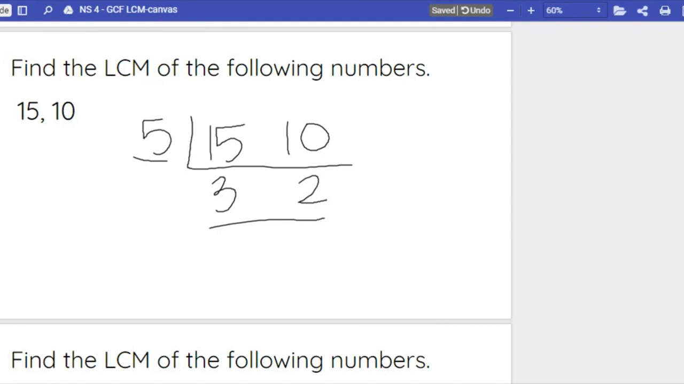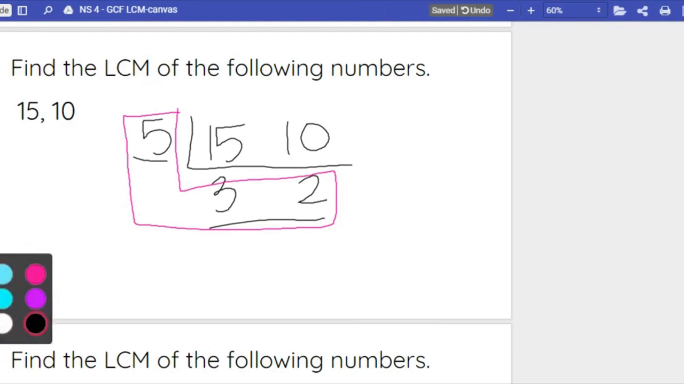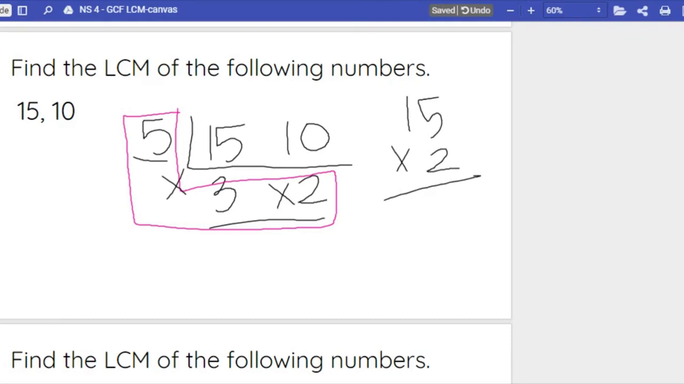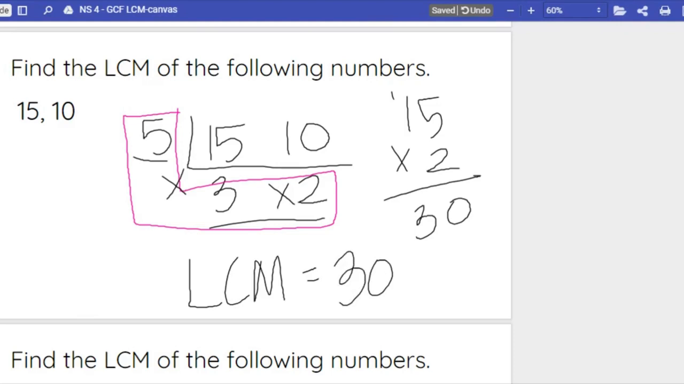Now, here's where it changes. Least common multiple, right? We look for that L. I always just draw it, then it helps me remember. And inside the L, I multiply those numbers. So 5 times 3 is 15. 15 times 2. 5 times 2 is 10. 2 times 1 is 2, plus 1 is 3. So my least common multiple is 30.